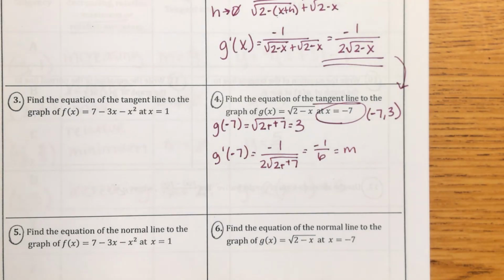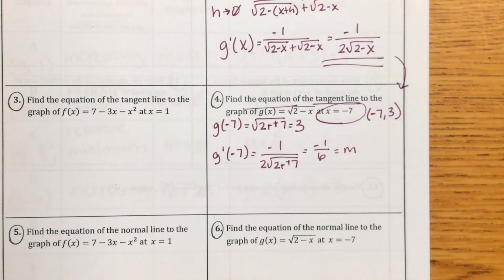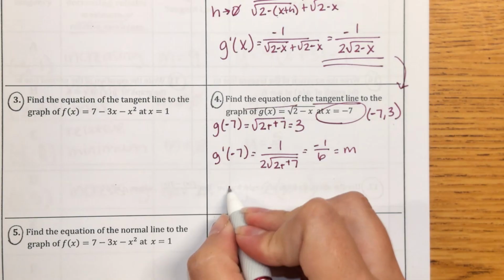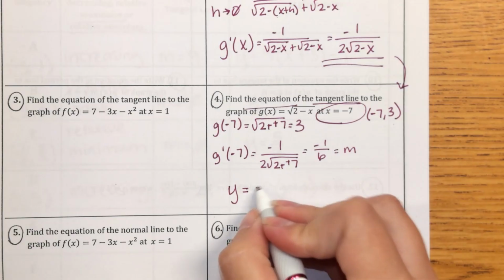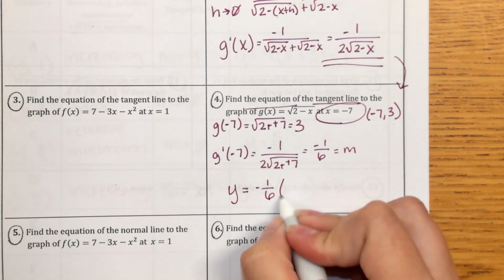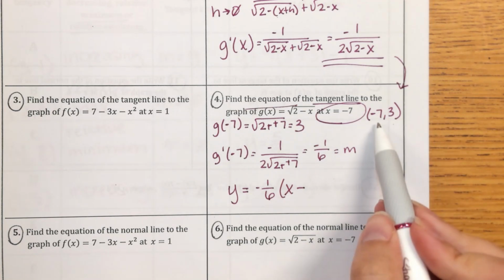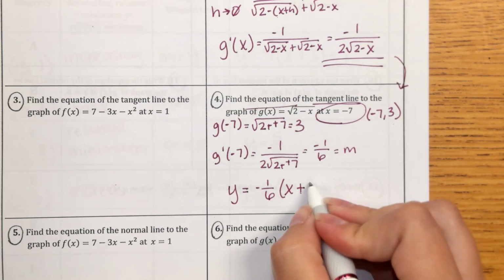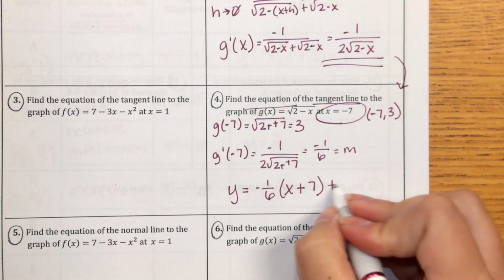What was the point of plugging it into the original? To get our point negative 7, 3, because we wanted our y value, because we're going to write our equation for the tangent line, and we need our y value to do that. So now let's write our equation. y equals, our slope is negative 1/6, times x minus x1, which is negative 7, so this becomes x plus 7, plus our y value, which is 3.